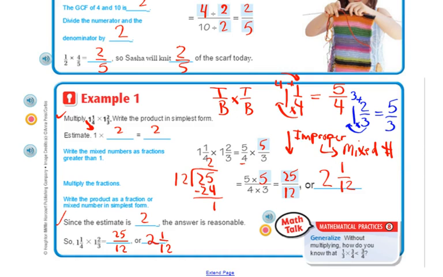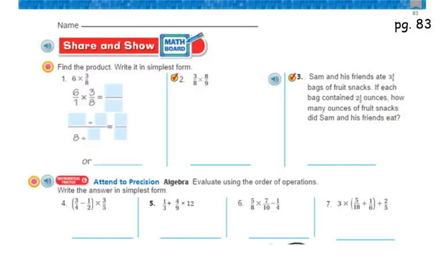All right, so biggest keys here, making sure that you have a top and a bottom multiplied by a top and a bottom, which means you have to change those mixed numbers into improper fractions. A great piece of information for you to include in your summary. Let's go ahead and turn the page, please. We are now going to jump up to page 83 here.